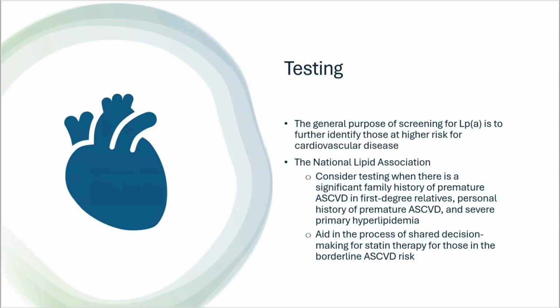With regards to testing, it is just a blood test, and the general purpose of screening for Lp(a) is to further identify those at higher risk for cardiovascular disease. The National Lipid Association states to consider testing when there is a significant family history of premature ASCVD in first-degree relatives, personal history of premature ASCVD, and severe primary hyperlipidemia. It also helps to aid in the process of shared decision-making for statin therapy for those in the borderline ASCVD risk.